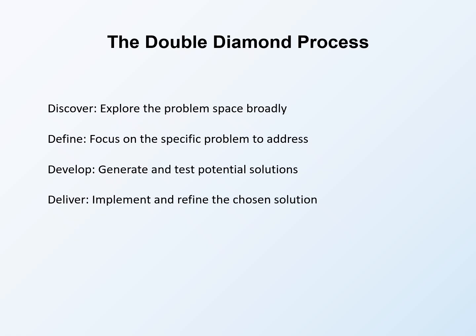Then define. You converge on the specific problem to address. From everything you learned, what's the real challenge? What needs to change? The second diamond also has 2 phases. Develop. You generate and test potential solutions. You brainstorm, you prototype, you try things quickly and see what works. Then deliver. You implement and refine the chosen solution.